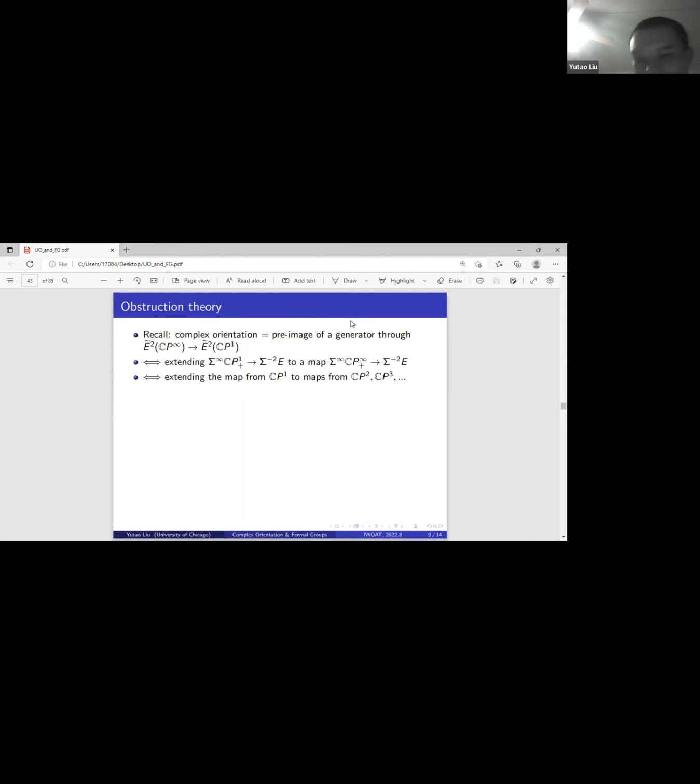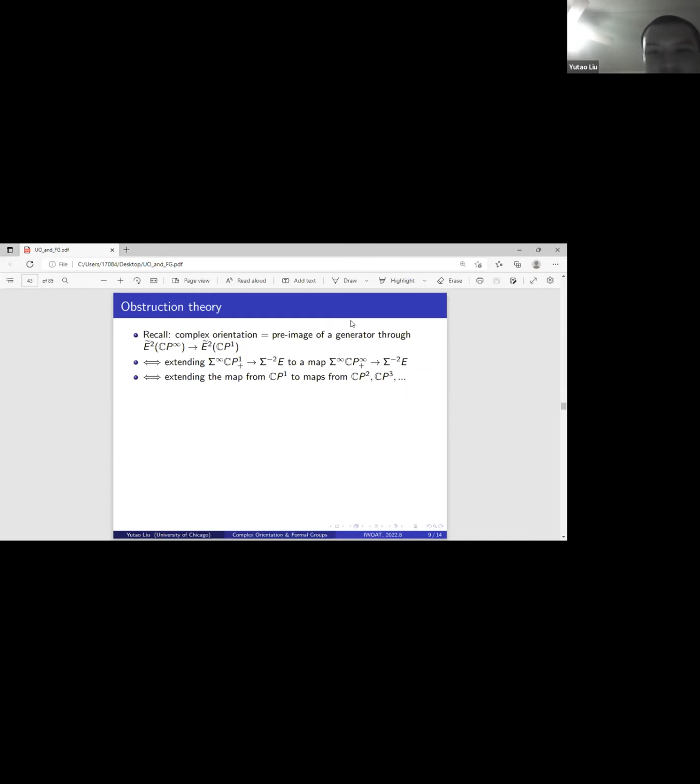And you know, CP infinity is the direct limit of all the CPn. So this extension is the same as extending the map from CP1, with degree plus 1 each step, to CP2, CP3, and so on. If you want to extend the map from CP1 to E to CP infinity to E, this is the same as making the extension one step at a time. You want to climb up from CP2, CP3, and so on.